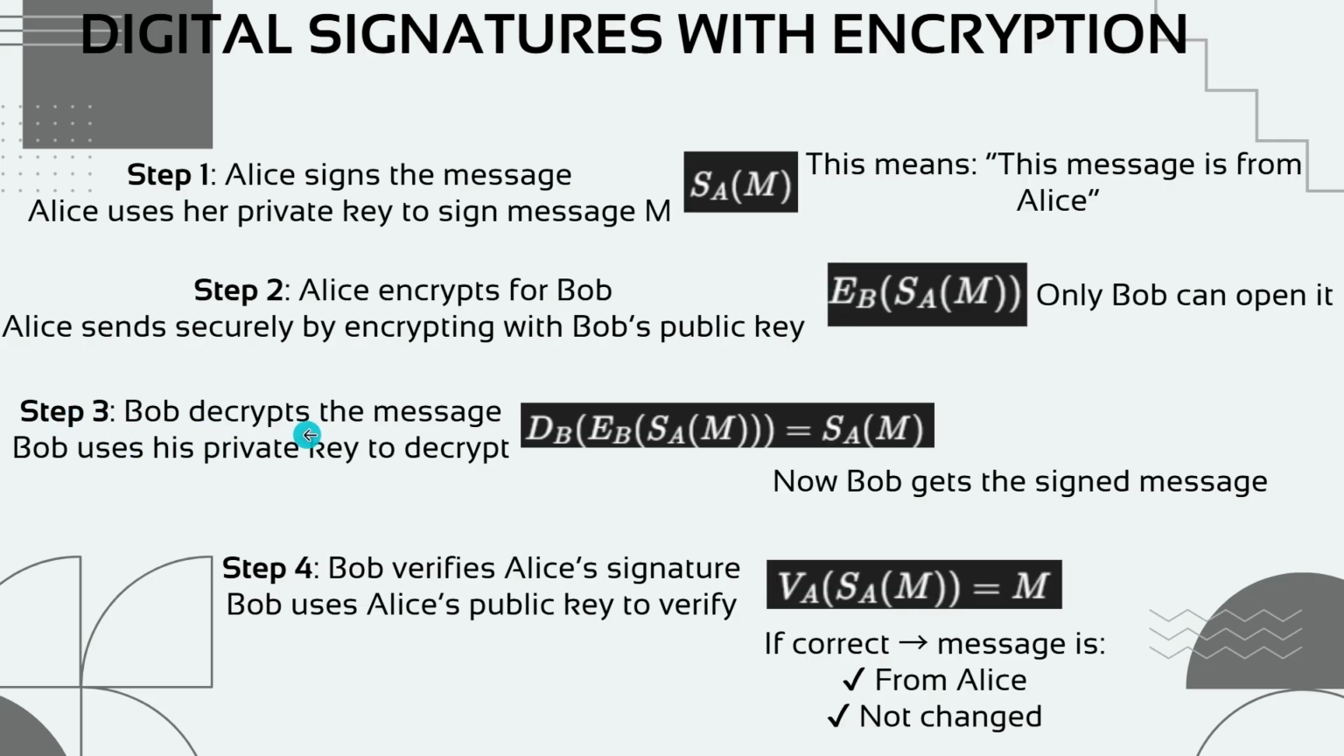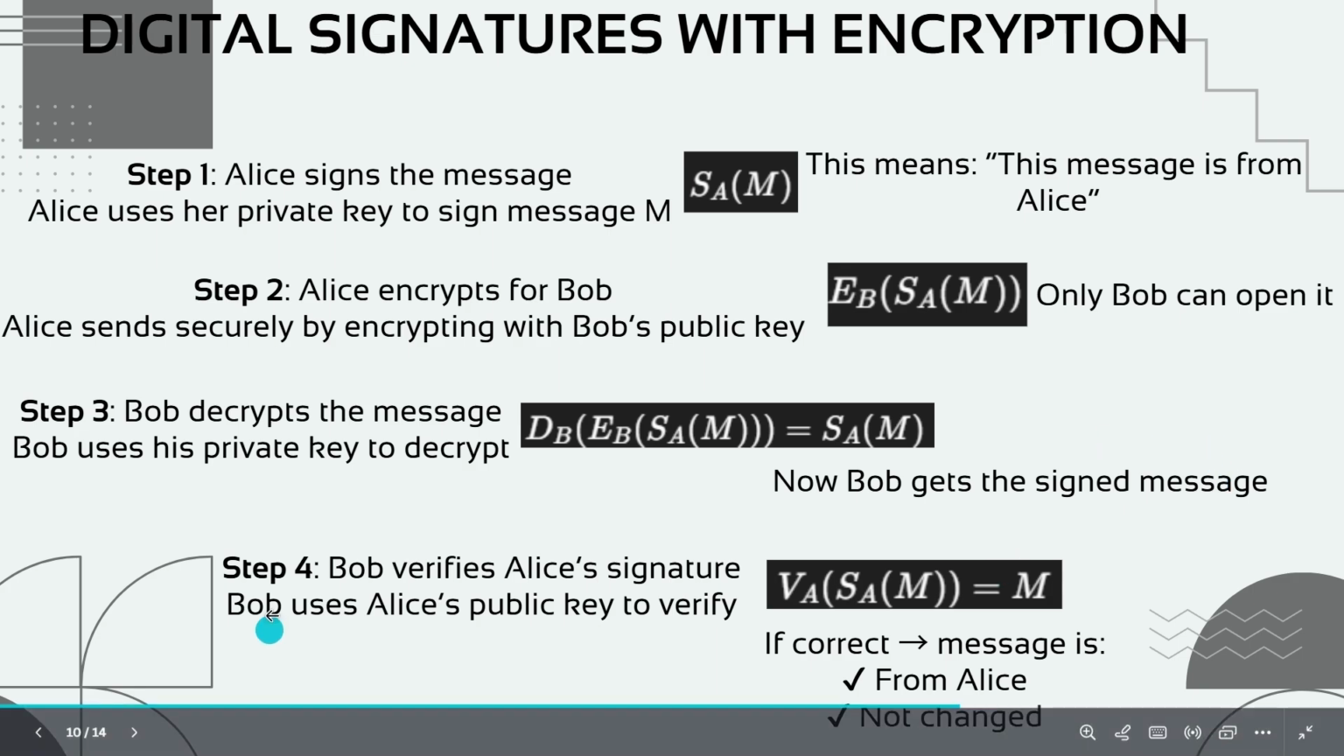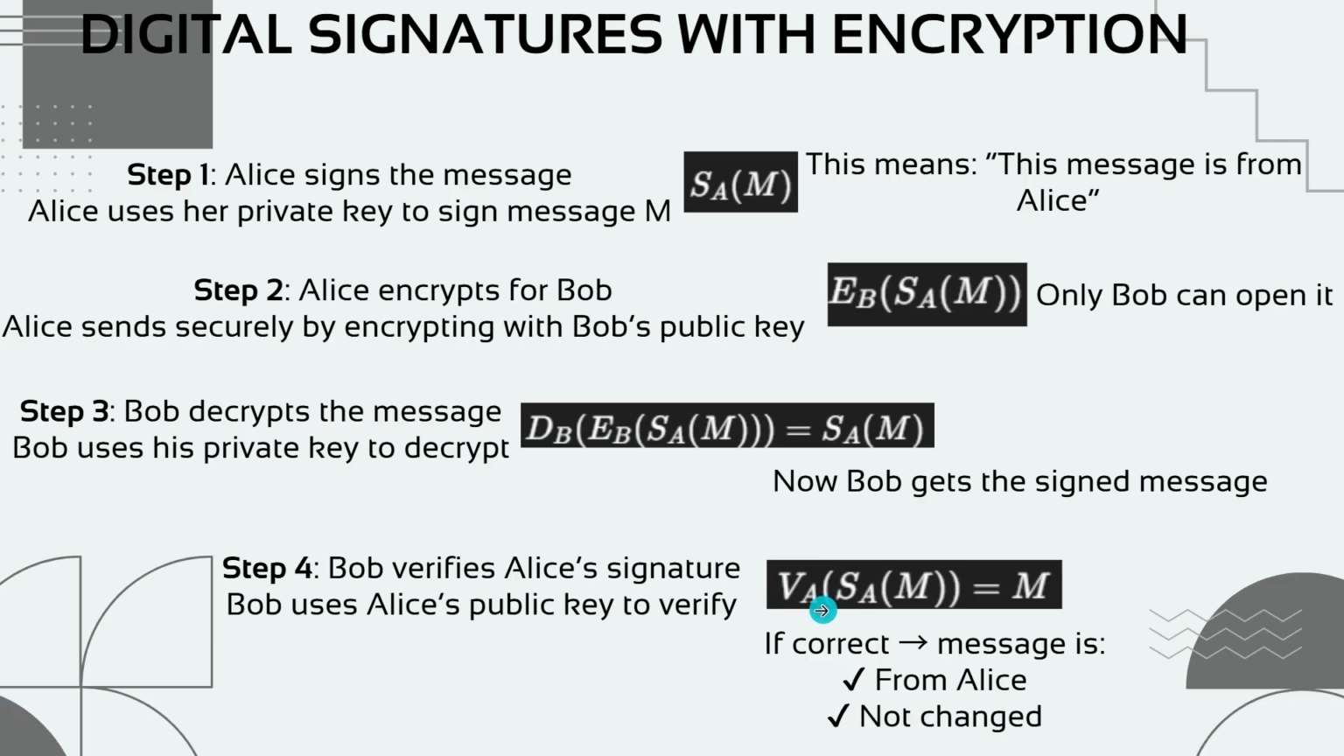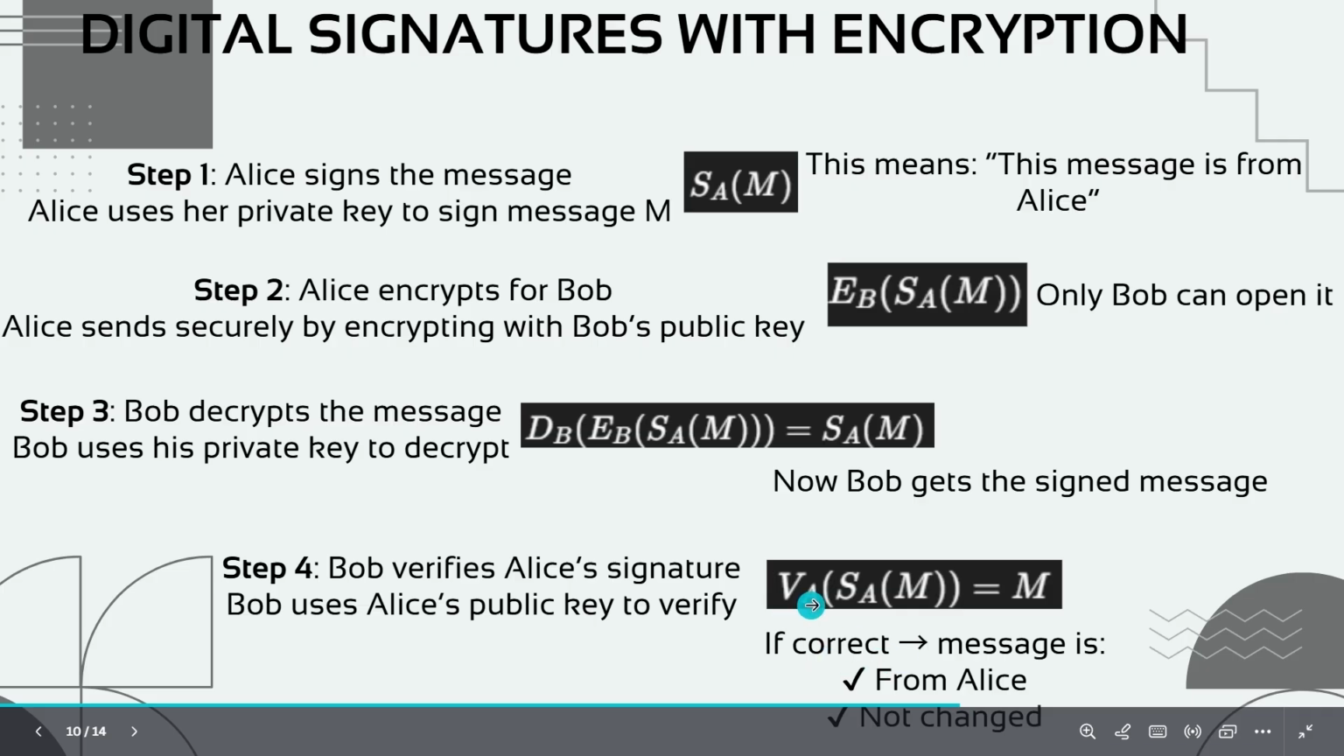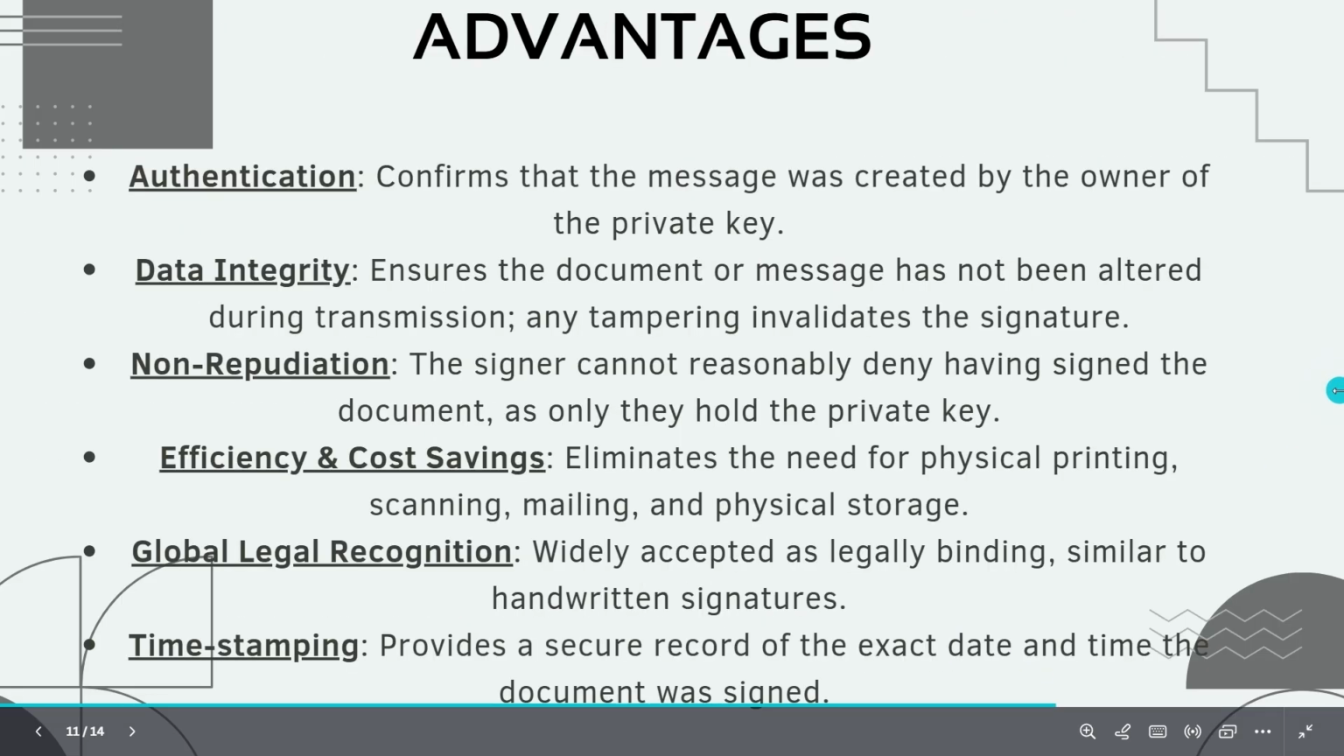For step three, Bob decrypts the message. Bob uses his private key to decrypt it. Now Bob gets the signed message. For step four, Bob verifies Alice's signature. Bob uses Alice's public key to verify. If correct, the message is from Alice and has not been changed.